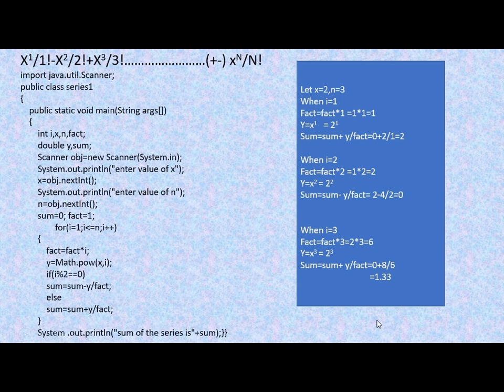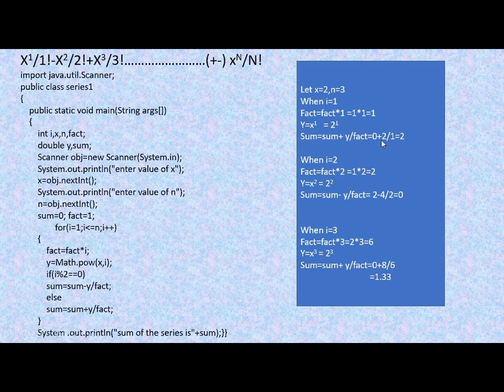So here we have the dry run of this code. We can see that the program is the same, only we have provided the minus or the plus sign. Here also I've taken the value of x as 2 and n as 3. Now when the value of i is 1, we find sum equals sum plus y by fact. When the value of i is 1, it is odd, so the sum will be sum plus y by fact.